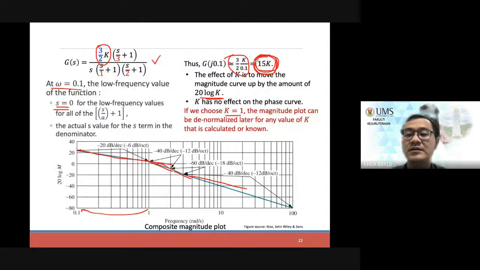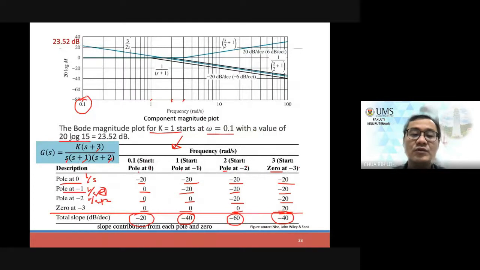Omega is 0.1, so your starting magnitude would be 20 log 15. Press your calculator later to make sure you get this value, 23.52. Once you get this value, you put 23.52 and apply the minus 20 dB per decade. After 1 decade, this should be 3.52, minus 20. Then at 1, it goes further, minus 40, so after 1 decade it should be minus 40.